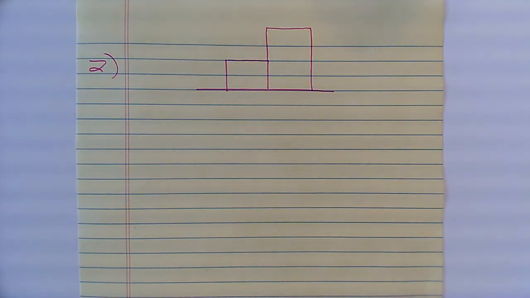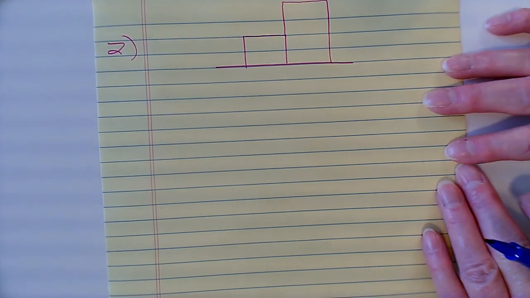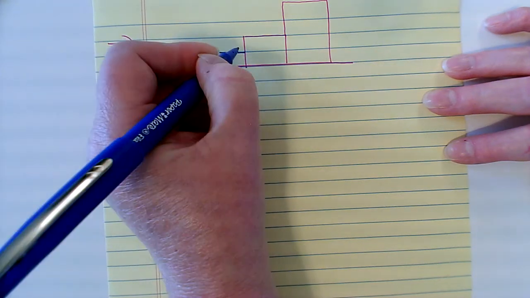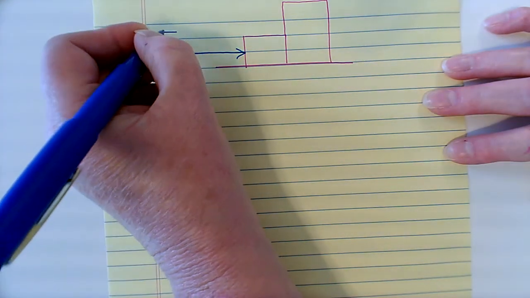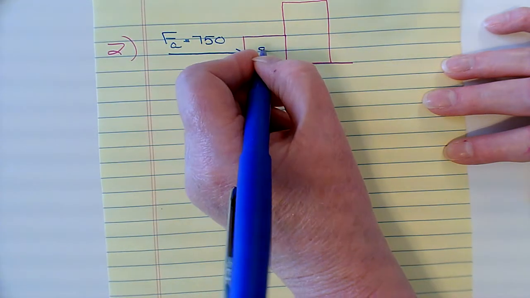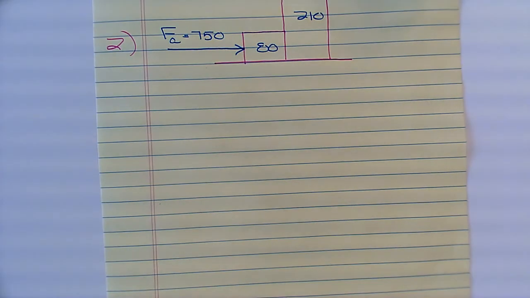Okay, in this problem, number 2, it's going to be a little bit trickier because it has some friction in the problem, but you'll also notice that there's only 2 boxes instead of 3 boxes, so that simplifies it a little bit for us. Okay, so what do we have going on here? 2 crates are in contact with each other, and a 750 Newton force is applied on the smaller crate. So it's kind of like an FA equals 750, and this crate is 80 kilograms, and this one is 210.